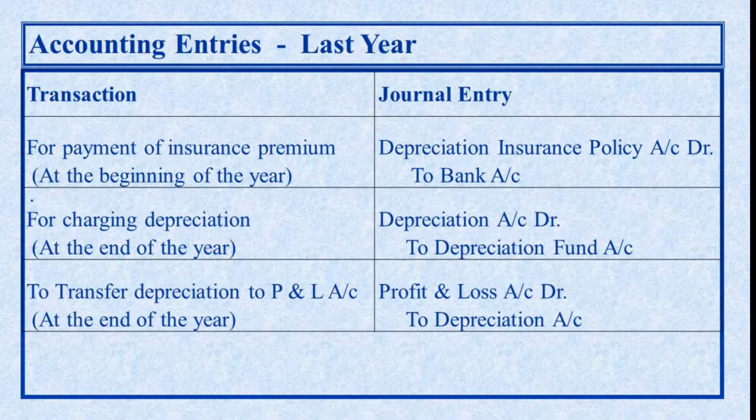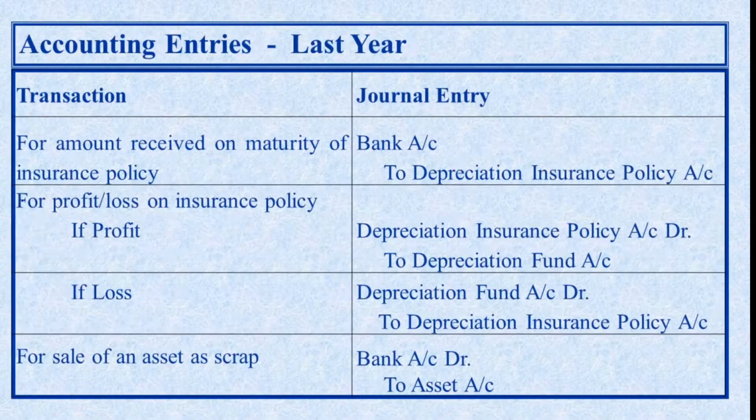The next entry is passed on receipt of money from insurance company on maturity of policy. The entry for the same is bank account debit to depreciation insurance policy account. That is, bank account is debited and depreciation insurance policy account is credited with the amount received from the insurance company.